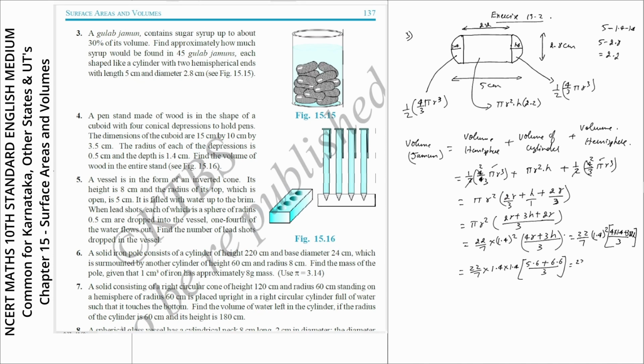So this is equal to 22 by 7. Now here also 7 1s are 7, 7 2s are 14, so I'll get 0.2. So I'll get 22 into 0.2 into 1.4. Now 5.6 plus 6.6 I'll get 12.2. So 12.2 by 3. So this is the volume of 1 gulab jamun.